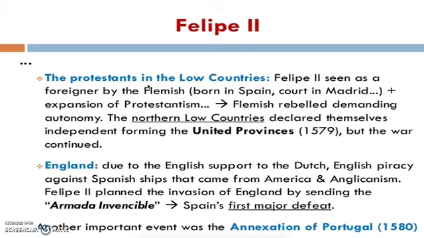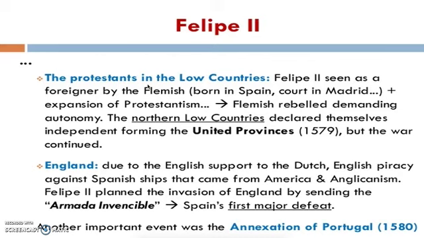In the case of England, there was a war between Spain and England because, first of all, the English people supported the Dutch, the people in the Low Countries, and two, the English sent pirates to attack the Spanish ships that were coming from America to Spain full of treasures.